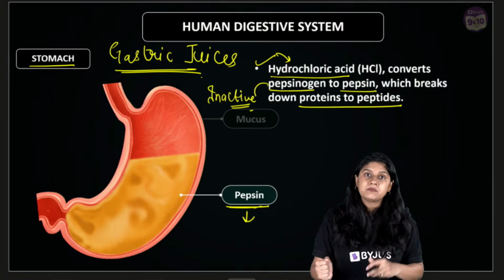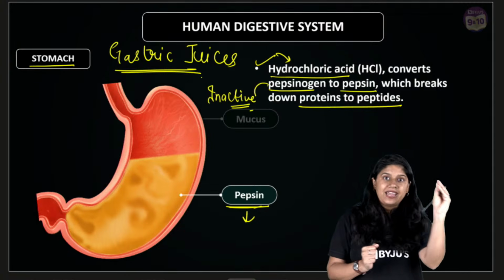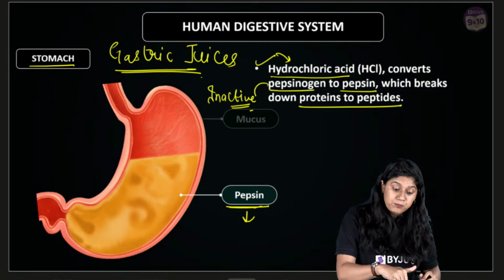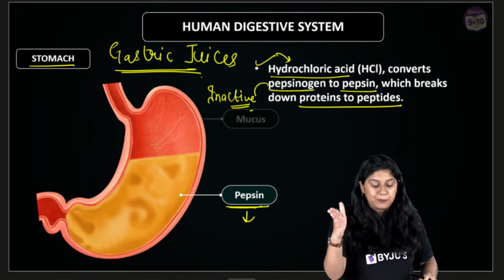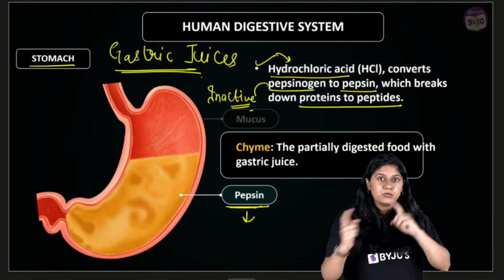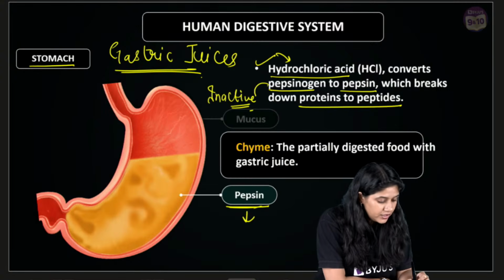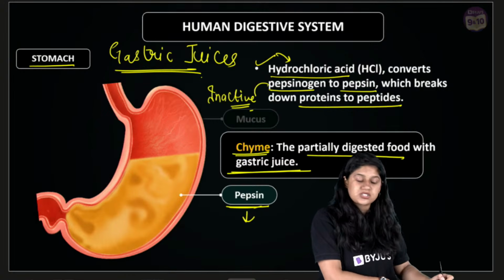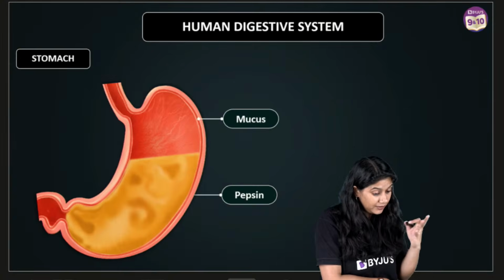So what is happening? Pepsinogen is inactive. In the presence of HCl it becomes active. Pepsin now breaks the protein into peptides. The last one, which is super important, is mucus. But before that, remember everyone, the word chyme. The partially digested food with the gastric juices is called chyme.